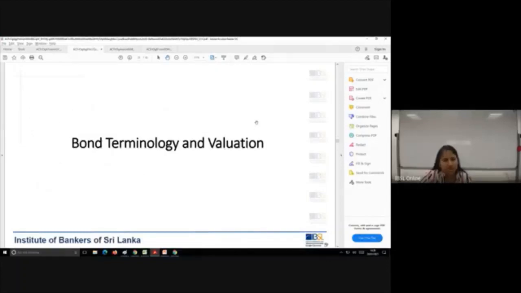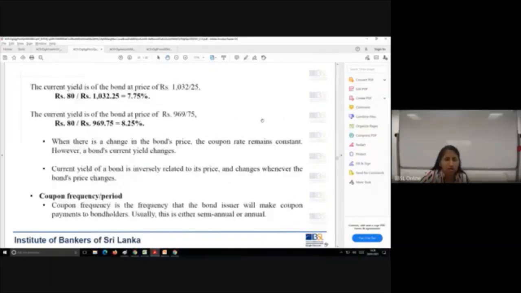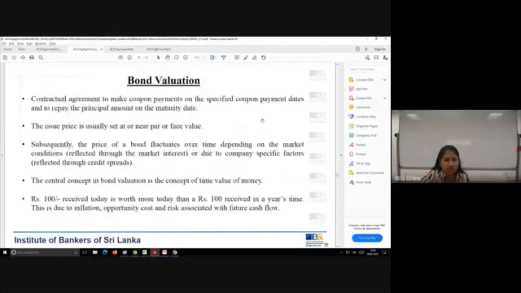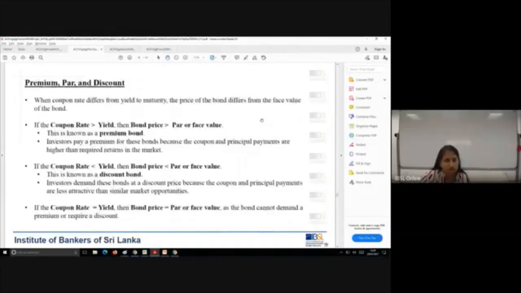Okay. Then we move to bond terminology and valuation. So we know what a debt capital market is, who the participants are, what the types are, what the instruments are. Now we are going to know certain terms that they use and how you can value these instruments. So there are certain terms used in the bond market. We are going to see what those are, how to calculate those and everything. Then we move to bond valuation. How can you value a bond? That is what we will talk about.